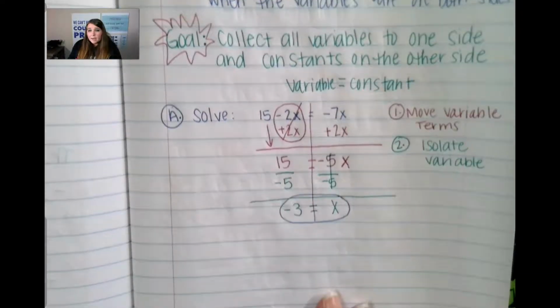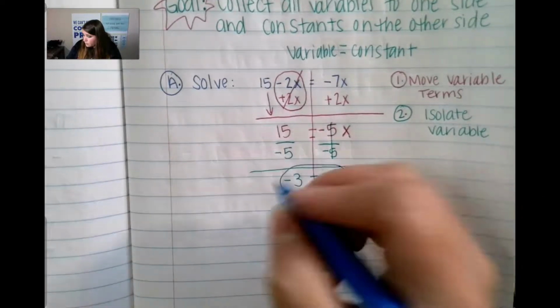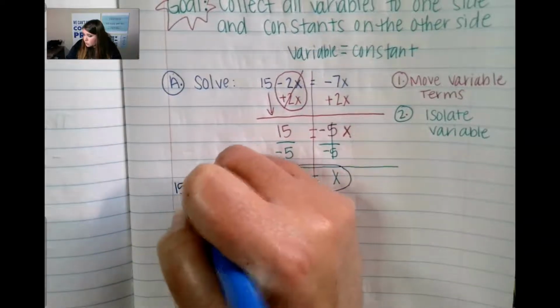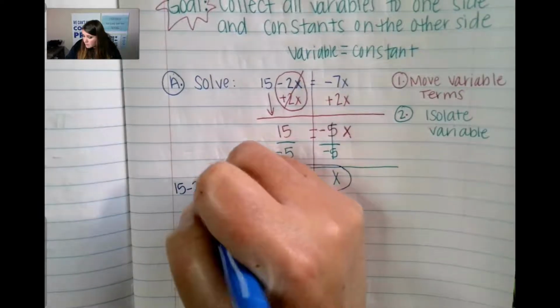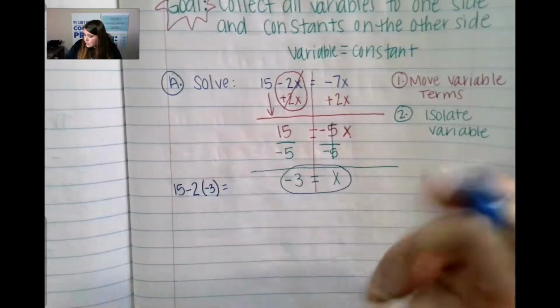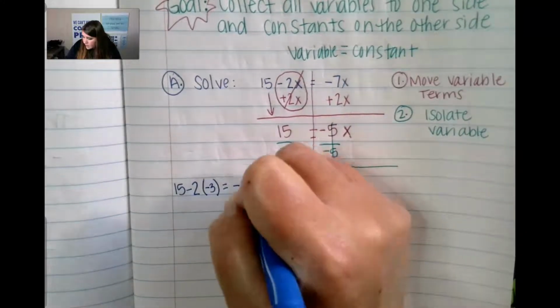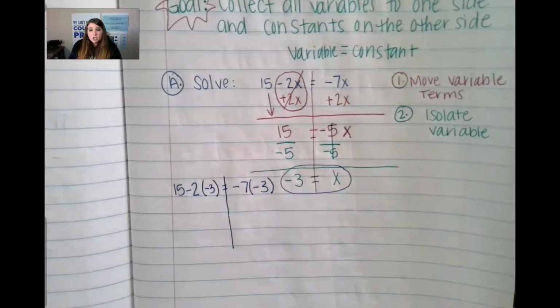So we're going to come back up here and we're going to say 15 minus 2x, and that should be -3, so times -3 is equal to -7 times -3. Okay, now we're ready to check.